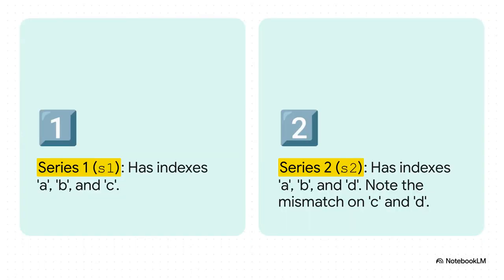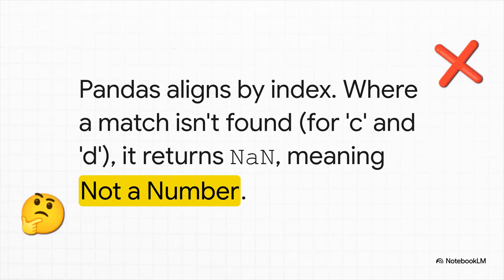Here's a perfect example. Look, both series have an index for A and B. Great. But S1 has C and S2 has D. They don't have a perfect match. This is where a concept called data alignment becomes super important. Okay, and here's the really clever part. Pandas automatically tries to line up the data by its index before it does the math. So A gets added to A, B gets added to B.